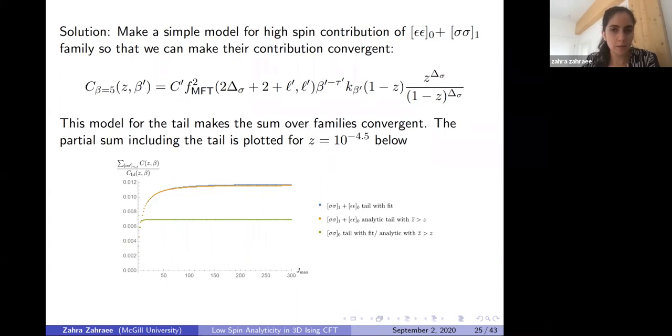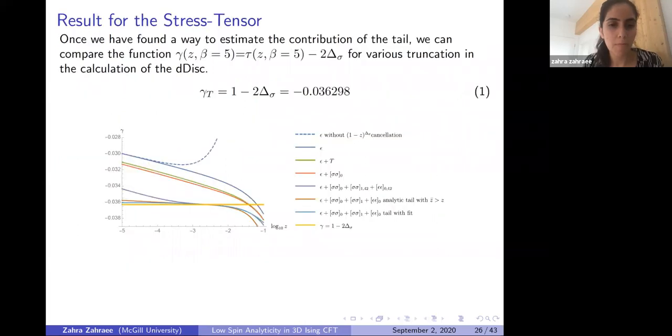So we have two ways of getting the tail. One analytically, using the large spin limit of the inversion formula. Another one is using this fit. They both give the same result within the error bar, within the accuracy we are interested in.